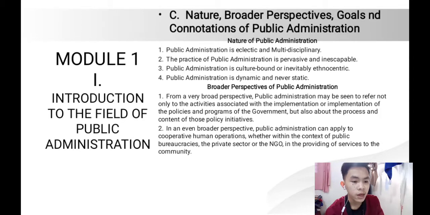Secondly, we have an even broader perspective. Public administration can apply to cooperative human operations, whether within the context of public bureaucracies or private sectors or NGOs, in the provision of services to the communities.